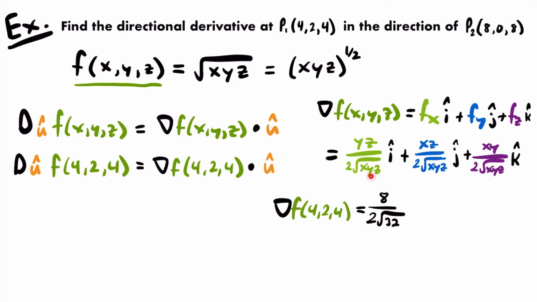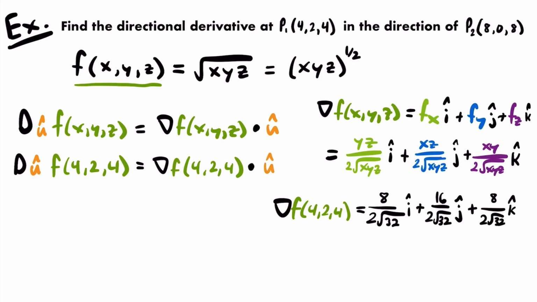That will be the same thing for each of these square roots of x times y times z in those denominators. And so that's multiplied by i, but then we'll have x times z, which is 4 times 4. That's 16. So you have 16 divided by 2 times the square root of 32 times j. And then for the z component, x times y is 4 times 2, which is 8. So you have 8 divided by 2 square roots of 32 times k.